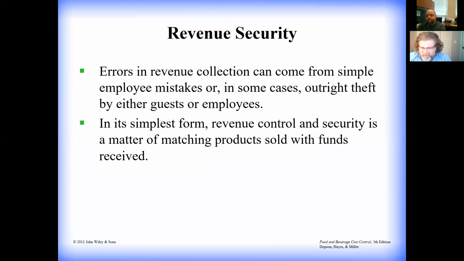The simplest, most basic form of revenue security, and the one that we always practice in a restaurant, is that we just match our products with the funds that we receive. In a restaurant, this means that at the end of the night, you sit down and reconcile. These are all my tickets. This is all my money. Do they match?